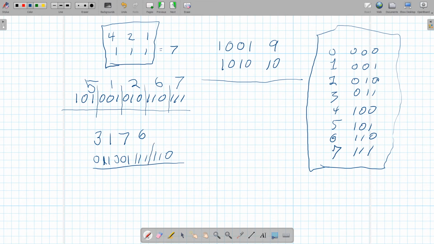And we can check it by dividing it into those 3 patterns. 110 is 4 plus 2 is 6. 111 is 4 plus 2 plus 1, which is 7. 001 is 1. And 011 is 2 plus 1, which is 3. 3176, they are equivalent.